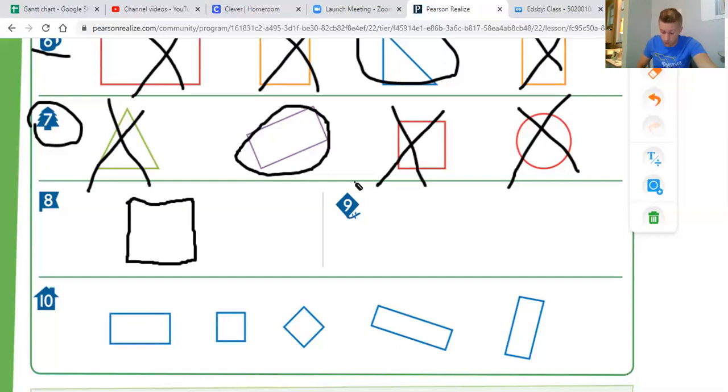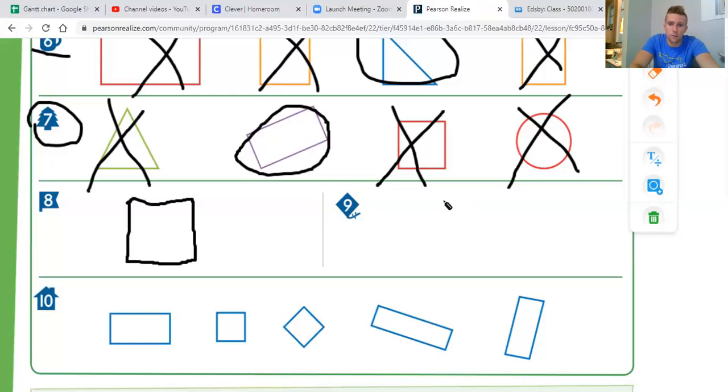Oh, this is going to be tricky. Number 9 says, draw a shape with 4 sides and 4 vertices that is not a square or a rectangle. So it can't be a rectangle. It cannot be a square. This might be a little tricky. If you don't know this one, that's okay. Do your best. Just draw a shape with 4 sides. But guess what? Don't make a square or a rectangle.